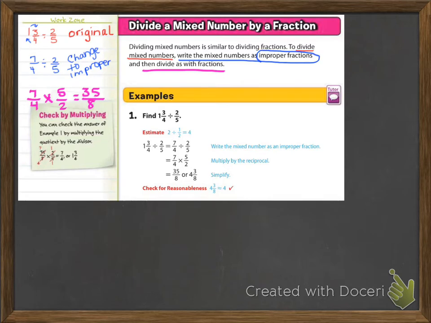So now our last step is going to be to get this back into a mixed number. So we're going to ask ourselves, how many times does 8 go into 35? Well, that's going to be 4. So we're just going to go ahead and write a big 4 right there. And 8 times 4 is 32. So we have 33, 34, 35. So we have 3 left over. And 8 is our denominator because we keep that the same. So our final answer here is 4 3/8.